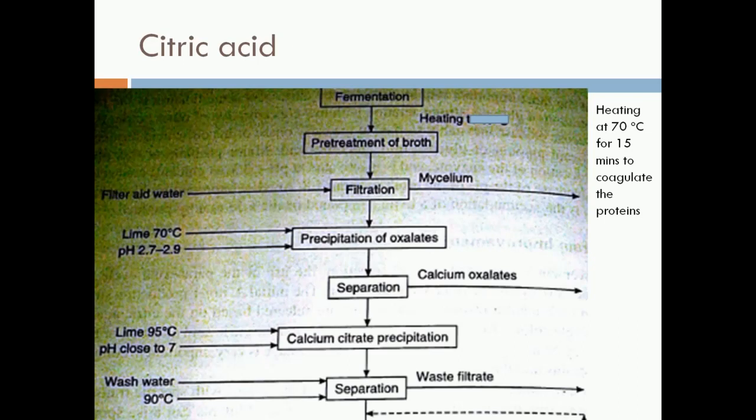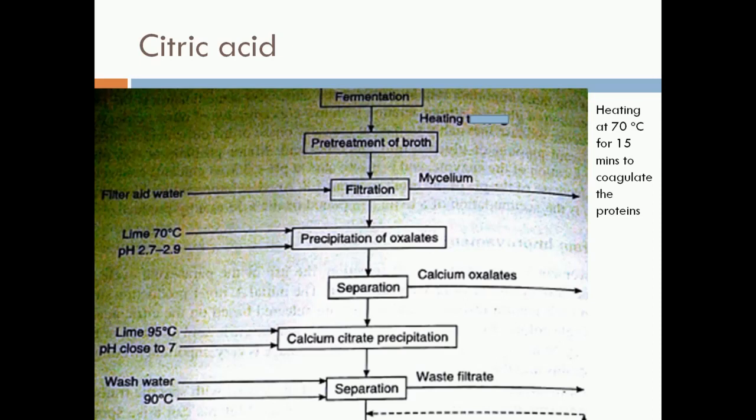This fermentation broth is completely heated. You can see the heating conditions there, 70 degrees centigrade for 15 minutes, so that various proteins present in the samples are coagulated, because we don't want proteins, we are interested in citric acid. So all the proteins present in the system are coagulated by heating. After that, the pre-treatment of broth is done. Once that is done, after the pre-treatment step, you do the filtration.